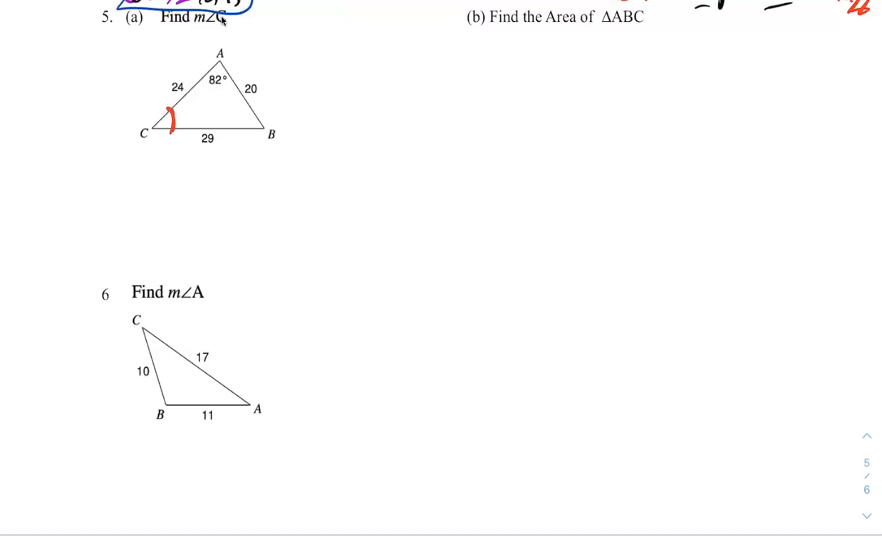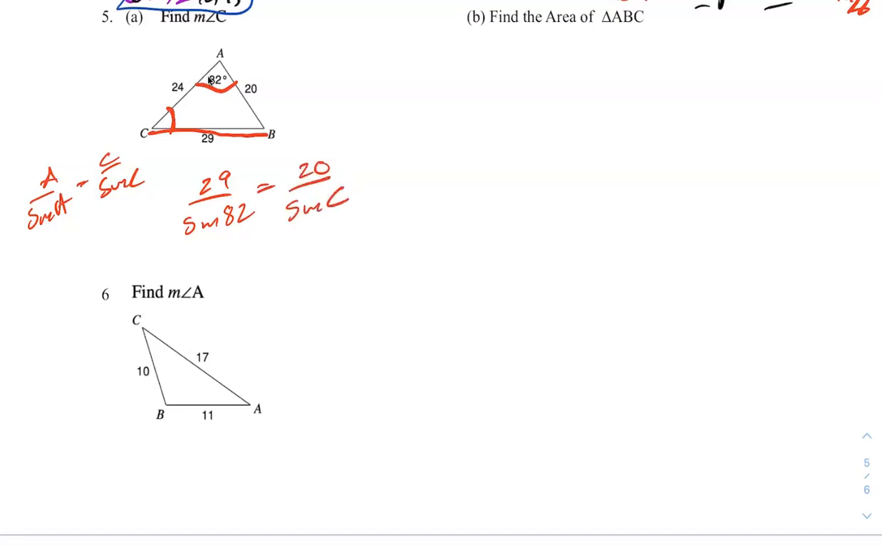I think I said 6 earlier. Look what you have. I have a pair. I have this angle and the side opposite it. So it's law of sines. So I'm going to do a over sine of A equals c over sine of C. So it's going to go 29 over sine of 82 equals 20 over sine of C. Then you cross multiply, and I get 29 sine C equals 20 sine 82, divided by 29. Sine C equals all that mess.